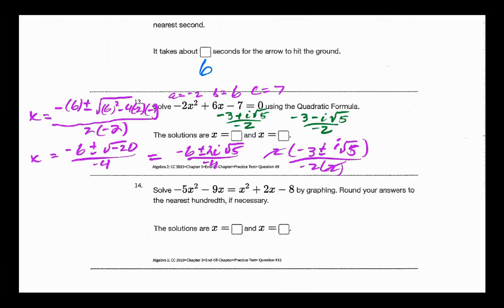And finally, I showed you how to do the calculator. We're just going to set y equals negative 5x squared minus 9x and put it in the calculator. And then the other one, we said y is equal to x squared plus 2x minus 8. We put that in the calculator, and I told you it would round to the nearest hundredth. If I have to show you on Monday, I'll be more than happy to. But you should have gotten negative 2.39 and 0.56.